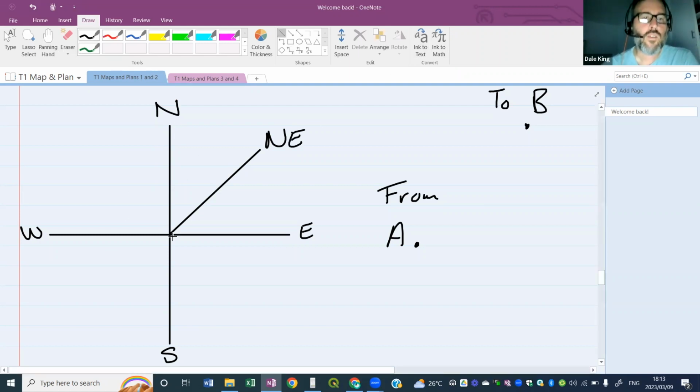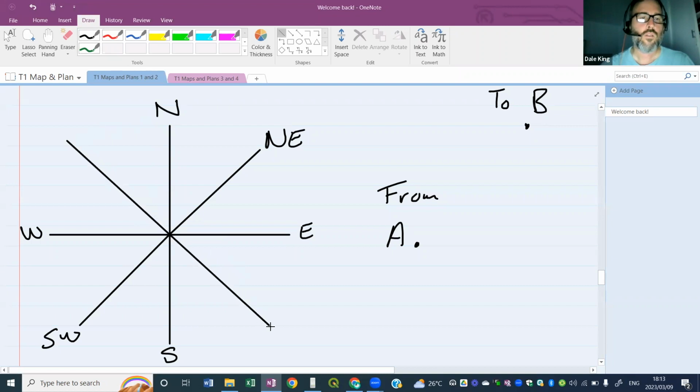And down here, we have southwest. And then I'll do another one over here that goes across, and that's going to be northwest and southeast over here. These basic directions are what you need to know for any kind of map.